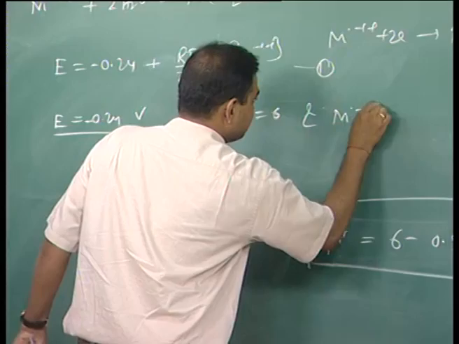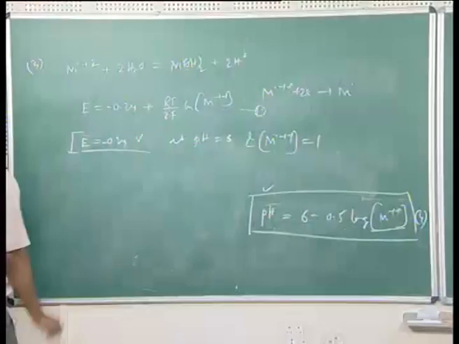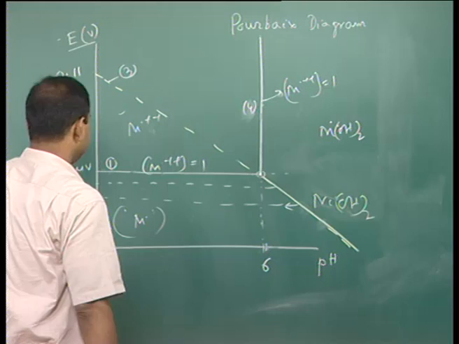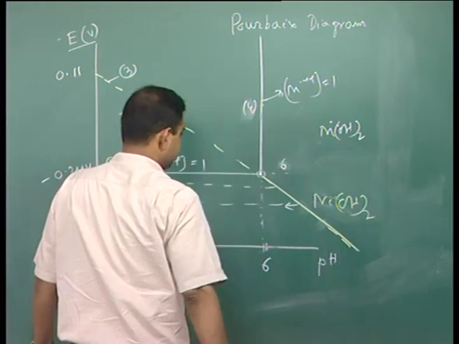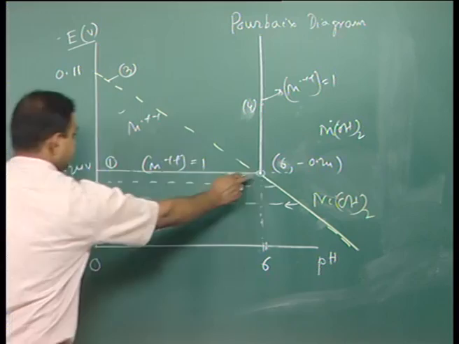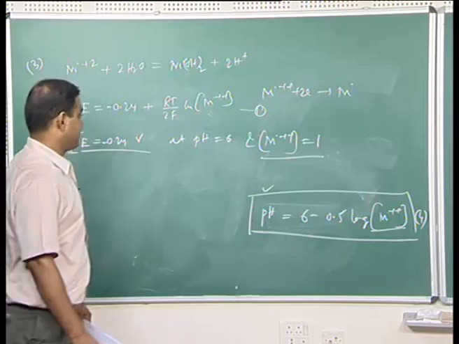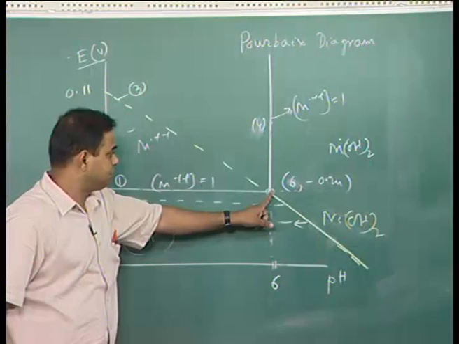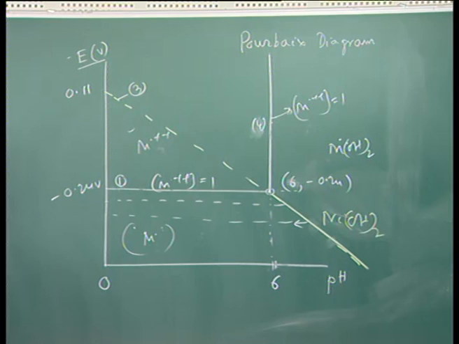So, this point, if we see the coordinates for this point, x is 6 and potential is 0.24. So, definitely these two lines will meet at this point, if the nickel ion concentration is 1. So, we know that these two lines are merging here, when the nickel ion concentration is 1 and the pH is 6. Now, let me see whether this line is passing through this point or not.